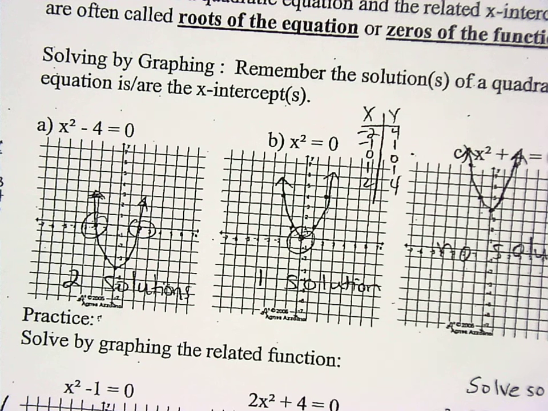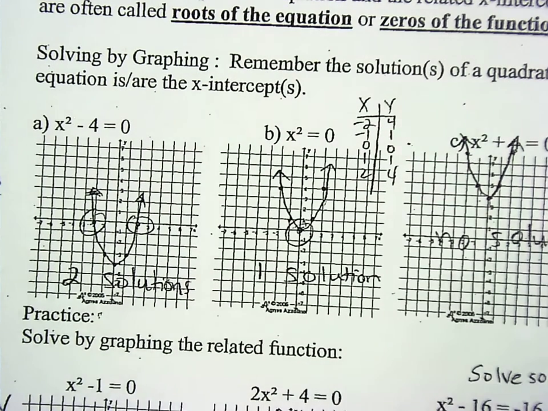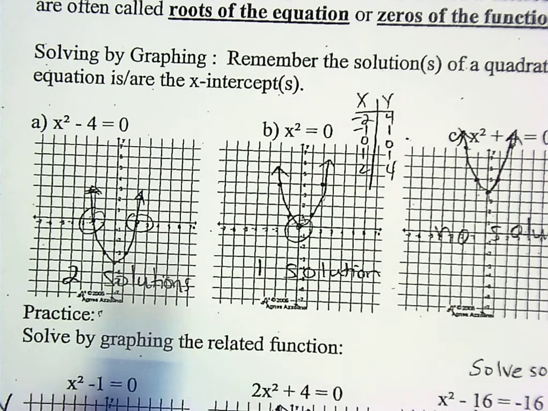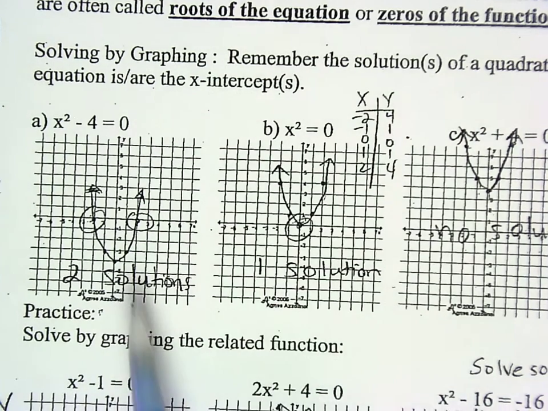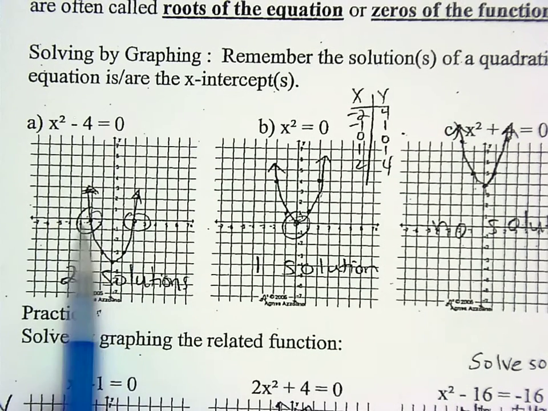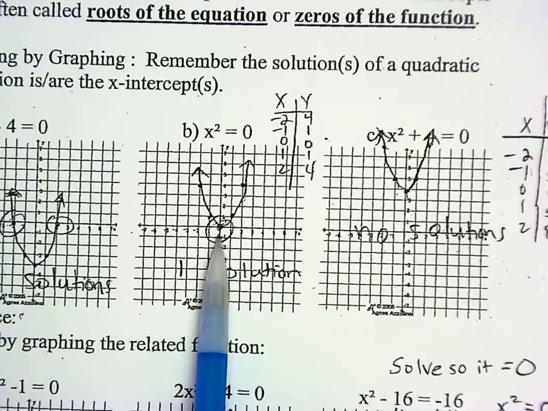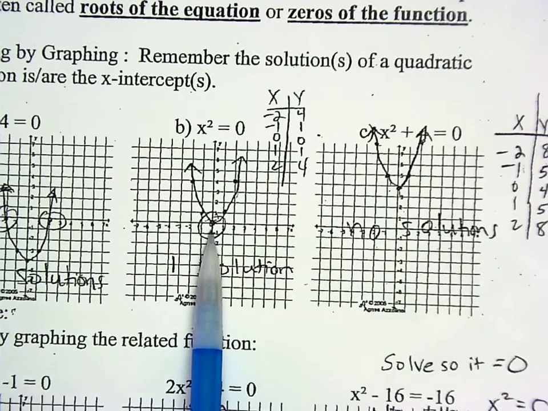So today we're going to continue on with lesson 10.3. Now if you recognize this, this is the notes from yesterday. Remember yesterday we talked about the solutions are where the parabola crosses the x-axis, not the y-axis. So if it was a problem that looked like this, x squared minus 4 equals 0, you'll see it crosses in two places, so that means there's two solutions. Over here, it crosses only in one place, so there's one solution.